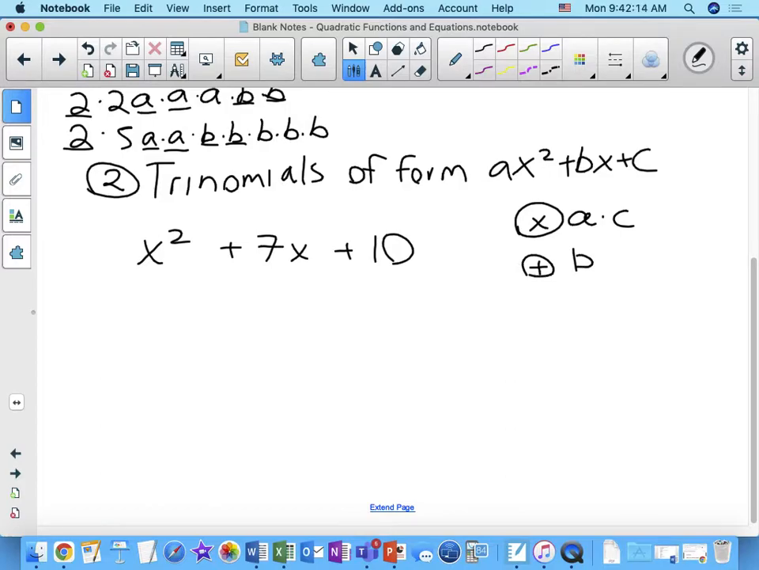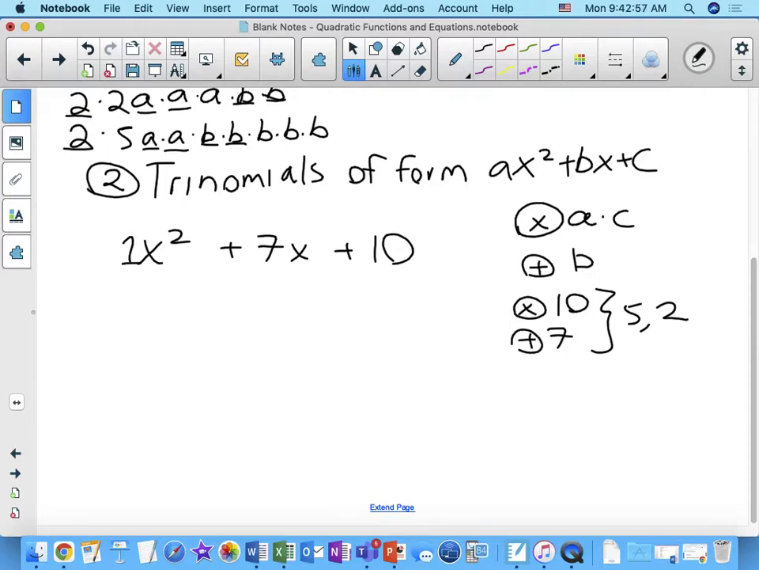Does this ring a bell? Yeah. Okay. So for a times c here, I'm just going to write the a value in. Normally we don't if it's 1. But the a value here is 1. So a times c is 1 times 10. So we need to find two numbers that multiply to 10 and add to, what do they add to? 7. Okay. What two numbers multiply to 10 and add to 7? 5 and 2. Yep. There's our two numbers. So this is factorable.